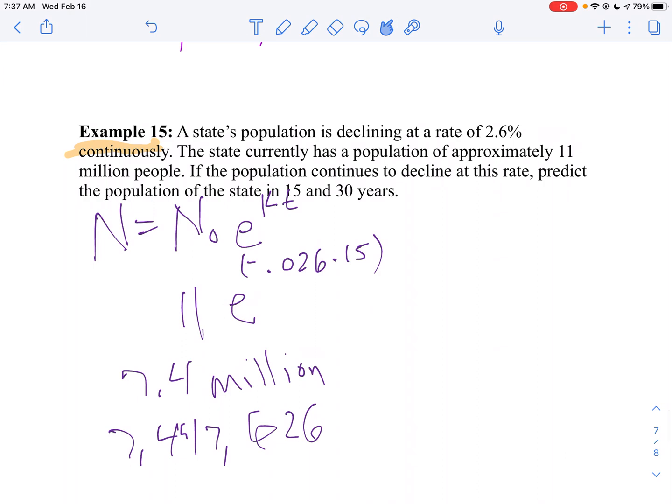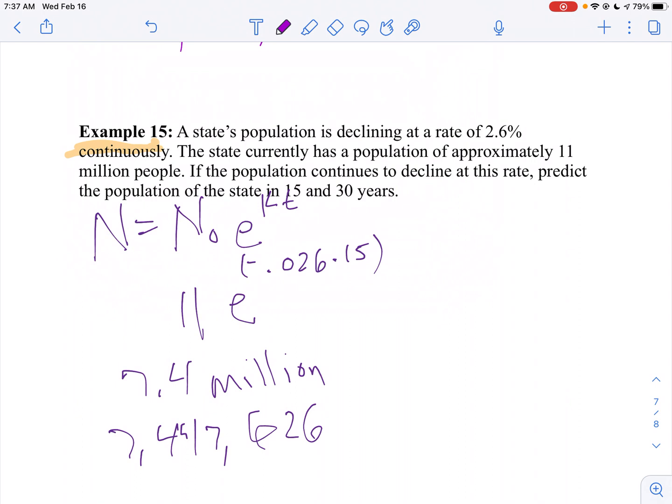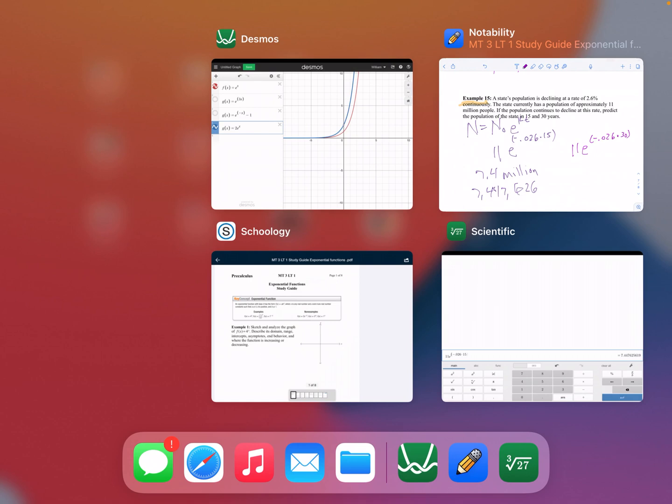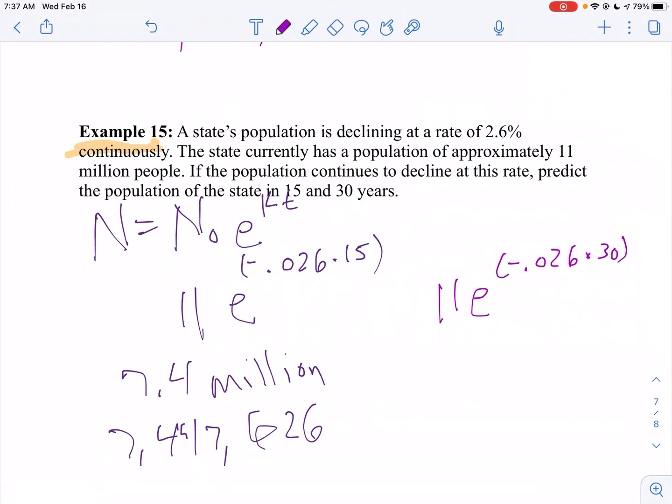And then let's do it for 30 years. The only thing that's going to change is the exponent, which is going to be 30. So it'll be 11 times e to the negative 0.026 times 30. I'll change my 15 to a 30, and then we'll have our answer. About 5 million again, isn't it? A little bit more than 5 million, okay? And there we have it.